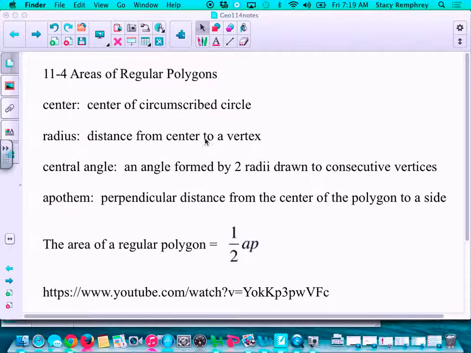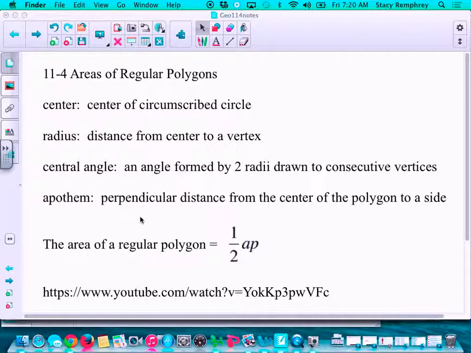So the center of the regular polygon is the center of the circumscribed circle, and as we did that exploration, you probably saw that. You really had the experience of seeing that circle with the regular polygon. The radius is the distance from the center to a vertex, which is also the radius of that circumscribed circle. The central angle is an angle formed by two radii drawn to consecutive vertices. Consecutive means one and then the one next to it. Again, the central angle here is going to be made of two radii of that circumscribed circle. It's the same idea as the central angle we did in Chapter 9.